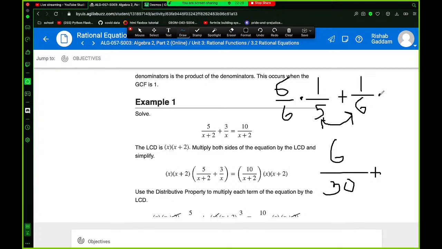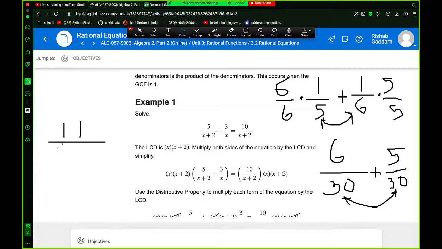And for this one, you have to multiply by 5 over 5. And remember, we're not breaking any rules here, because 5 over 5 is just 1, and 6 over 6 is just 1. So we're just multiplying by 1 on both of these. So that's 5 over 30. And now, since they have the same denominator, we can add these two together. And that gives us 11 over 30.